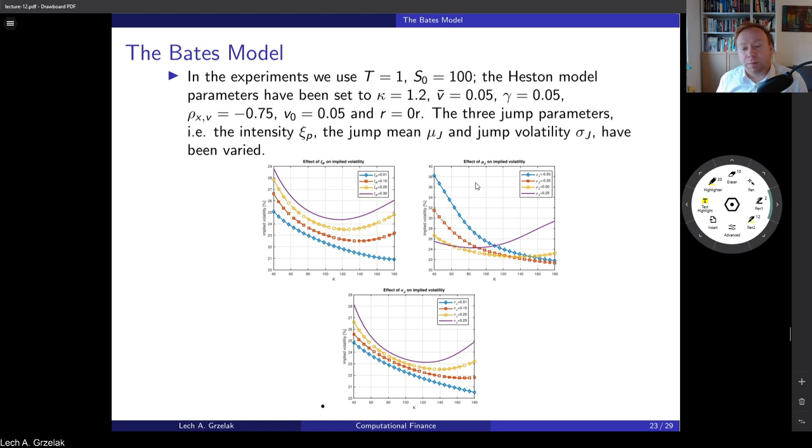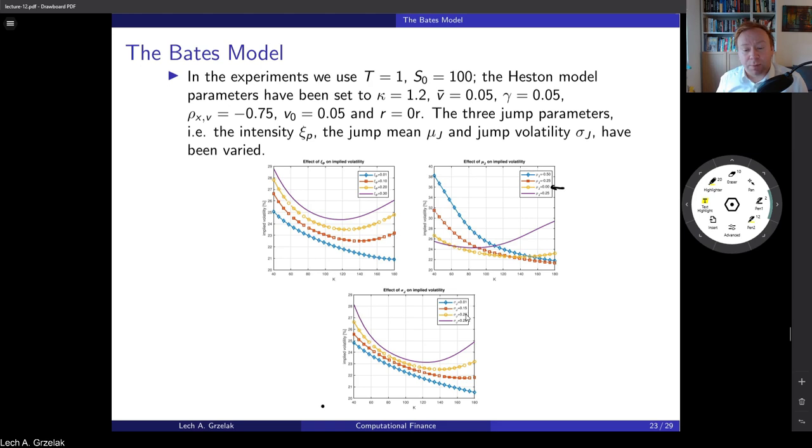We have a mu j, which corresponds to the distribution of j, so it's a drift for j: how big, and which direction the jumps will be on average. Typically, in practice, mu j will simply be taken as zero. That's the standard approach. And we have uncertainty on jumps.